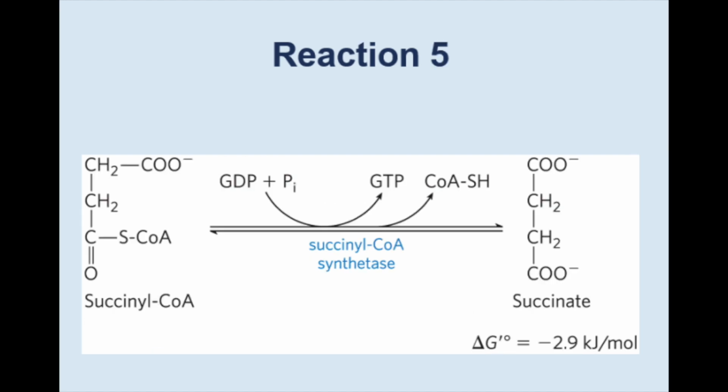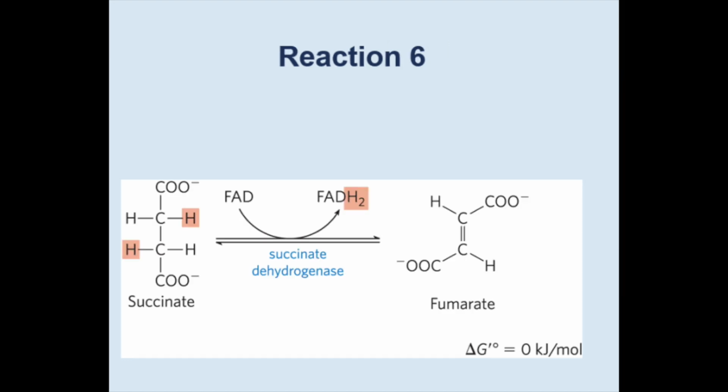In reaction 5, succinyl-CoA is converted to succinate by the enzyme succinyl-CoA synthetase. GDP plus Pi is put into the reaction, and GTP is produced along with coenzyme A. In reaction 6, succinate is converted to fumarate via the enzyme succinate dehydrogenase. In this reaction, FAD is put in, and FADH2 is produced.